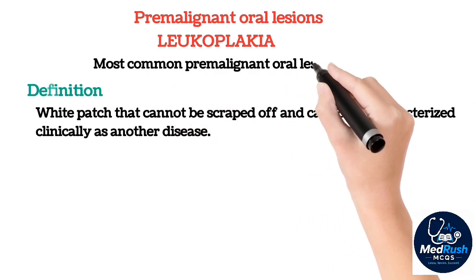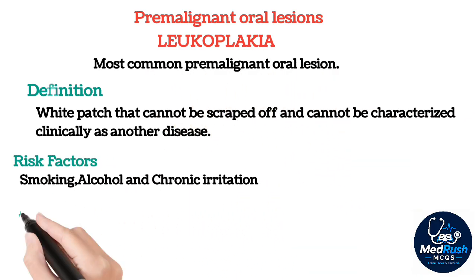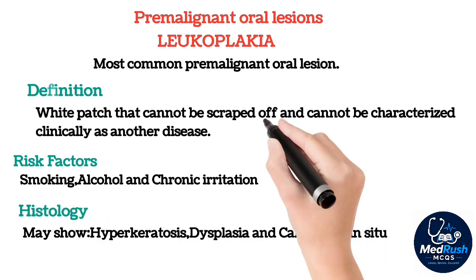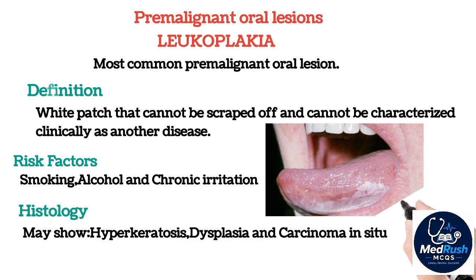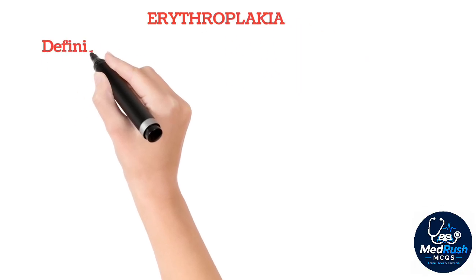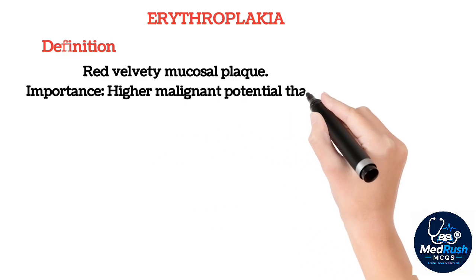Leukoplakia is defined as a white patch that cannot be scraped off and cannot be clinically diagnosed as another disease. It is strongly associated with smoking, alcohol use, and chronic irritation. Histologically, leukoplakia may show hyperkeratosis, epithelial dysplasia, or even carcinoma in situ in advanced cases. It is important to remember that leukoplakia is the most common premalignant lesion of the oral cavity.